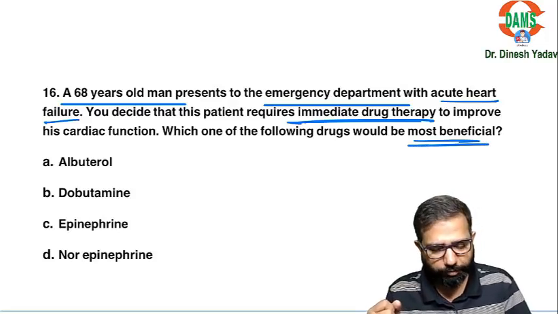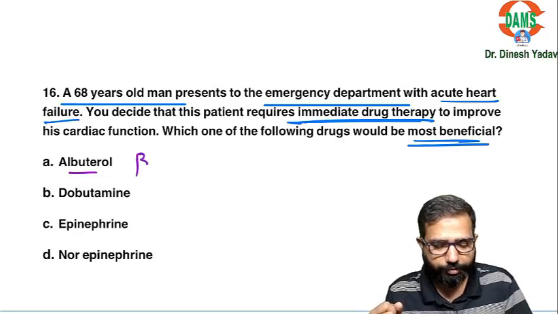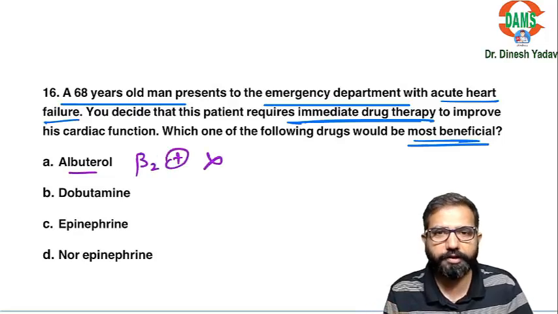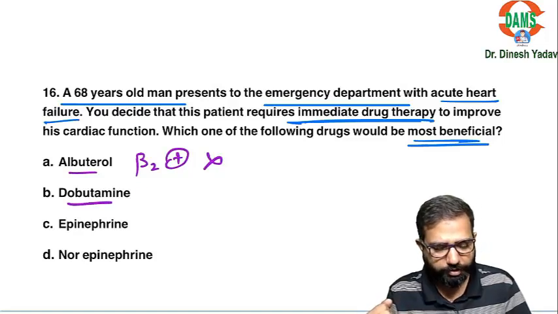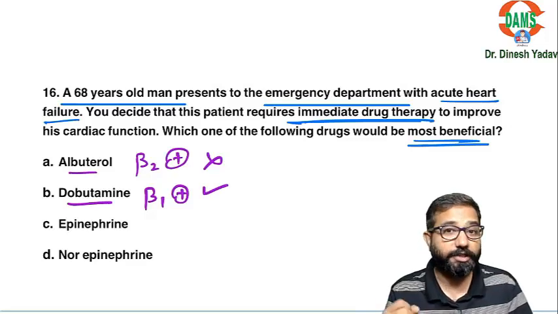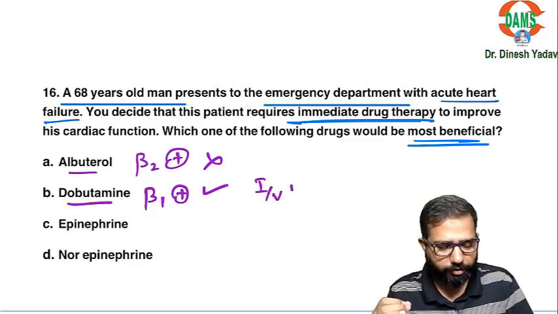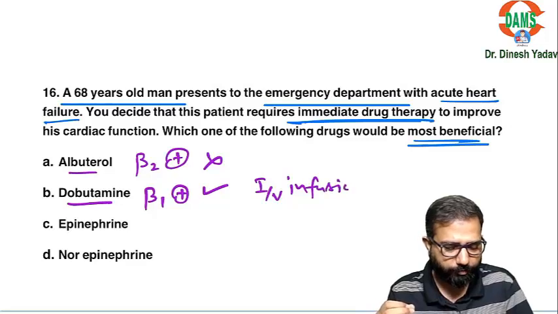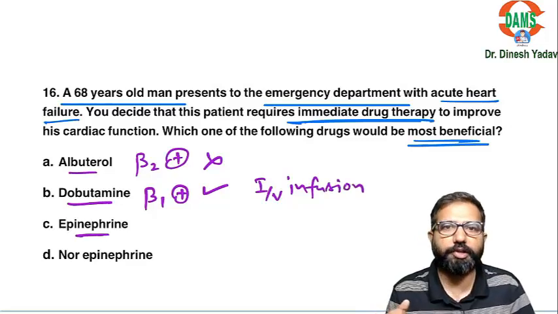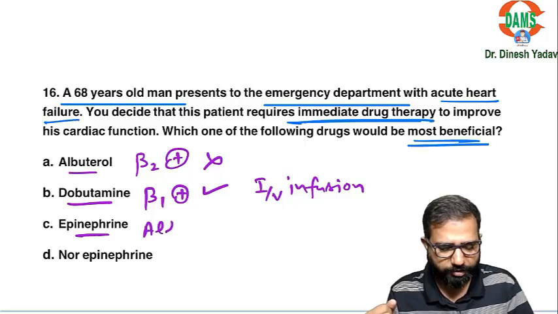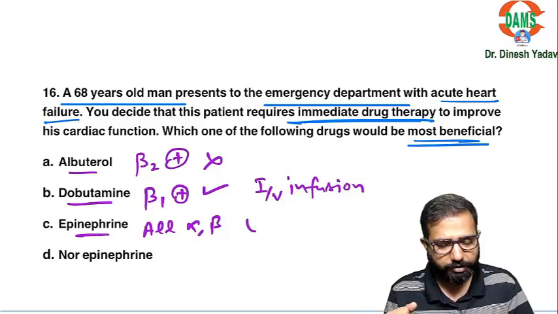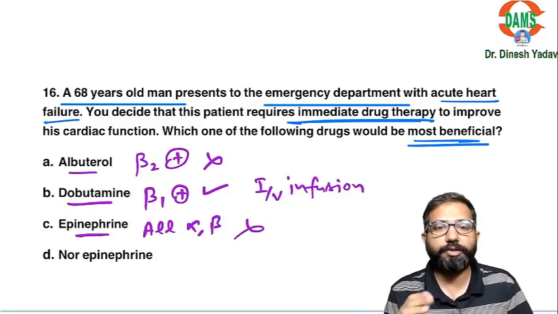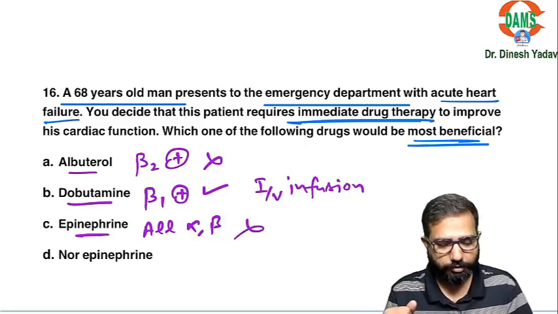Options are albuterol, that is salbutamol, a beta 2 agonist. Beta 2 does not have any effect on the heart; it is beta 1 which has the effect. Dobutamine is a beta 1 agonist, and it can be used for acute pump failure. It is available as an IV infusion. Epinephrine acts on all the alpha and beta receptors; it is not selective. The risk of arrhythmia is very high, so we don't use epinephrine in these heart patients.